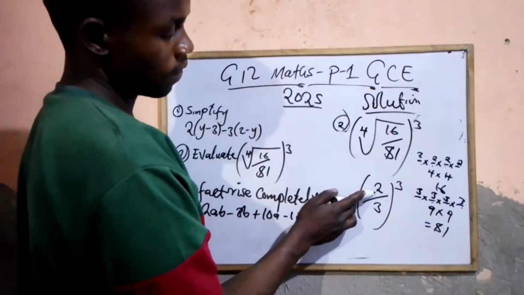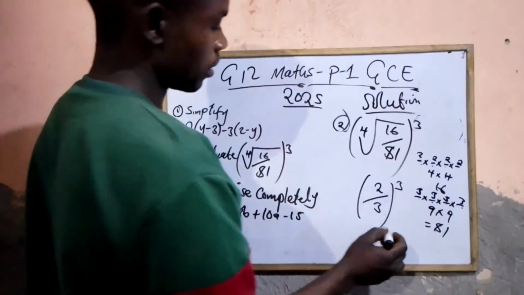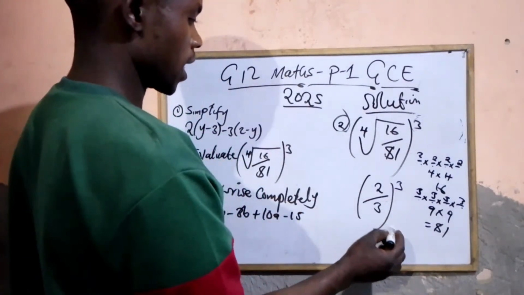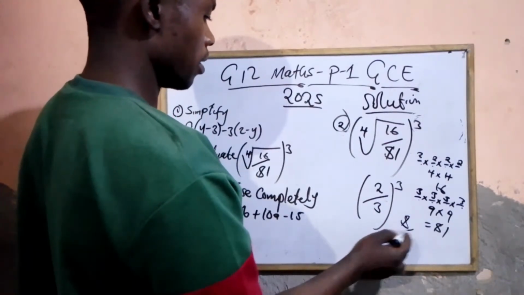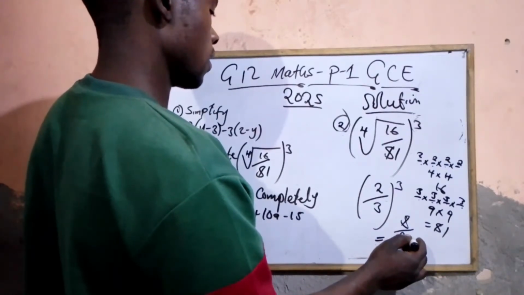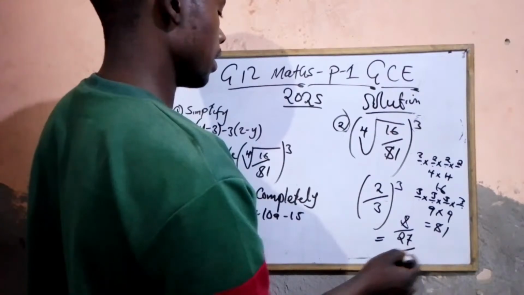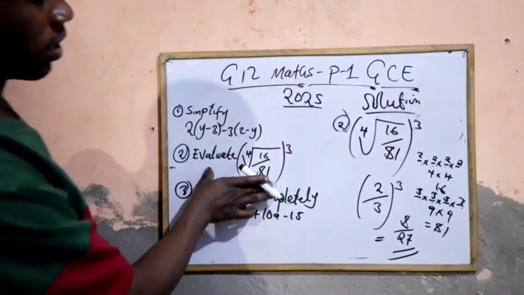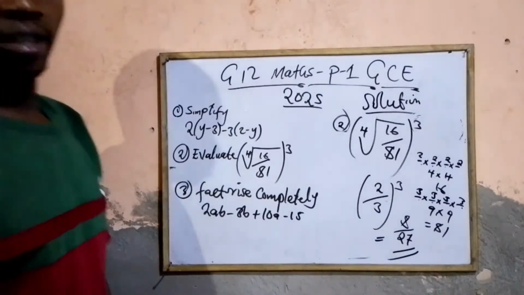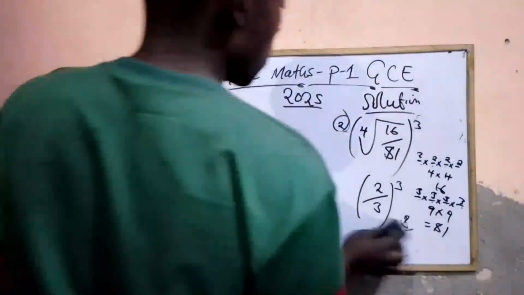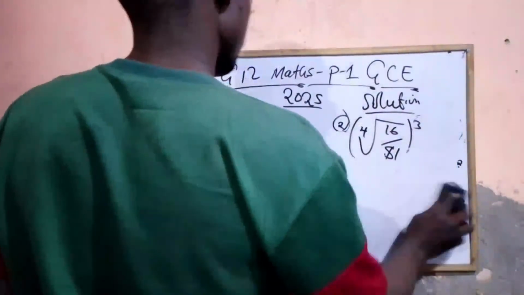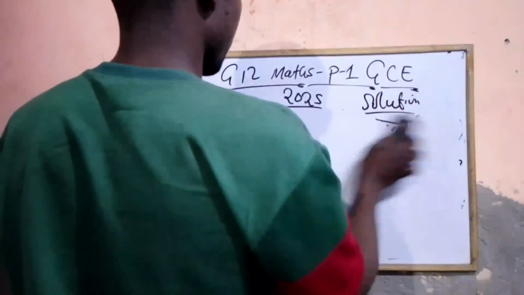Then 2 to the power 3 is 8. Then 3 to the power 3 is 27. Okay, so this is the answer for this evaluation which we have been given. I hope this is clear. So now let's move on to question 3.